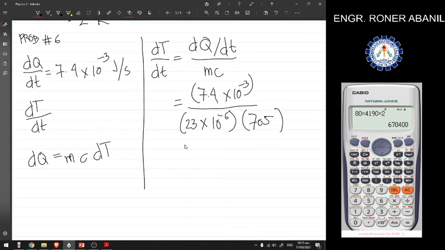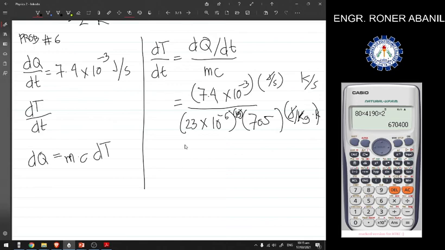So, let's analyze this. This is joules per second. This one is kilogram. This one is joule over kilogram Kelvin. Okay? The kilogram will cancel. The joule will cancel. So, what remains is Kelvin per second. So, what should come out here is K over S.